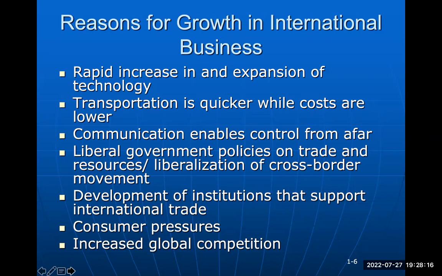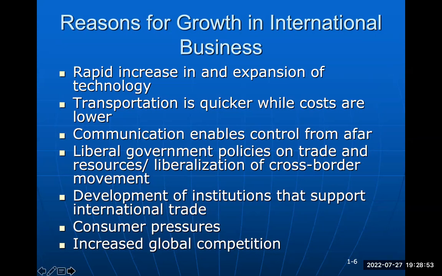People are able to go on the move. They can get to work very quickly. They don't spend a lot of time in traffic, so the productivity rate is much higher in those particular countries. All right, communication enables control from afar, which means that the owners or investors do not necessarily have to be physically located in a home country in order to operate their international business.